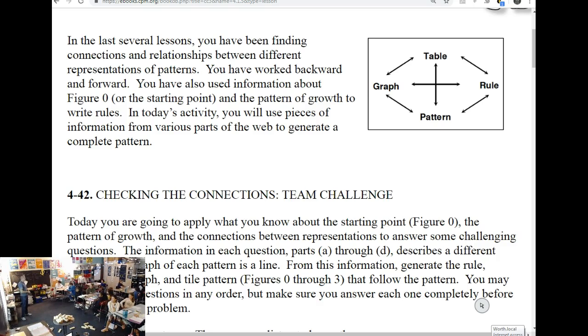And then a rule, that kind of goes 2 ways. I kind of wish they had an equation here also. Rule could be verbal or it could be a mathematical rule. So it could be start at 3, add 4 every time, or it could be y equals 4x plus 3. Right? So you could write it mathematically, you could write it verbally.